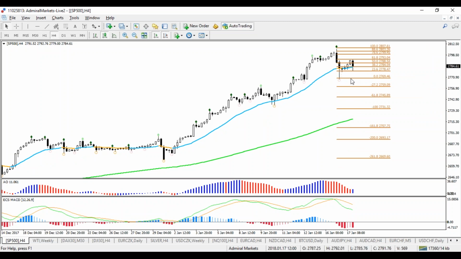Could be the same thing. If it does make a zigzag, these targets are bouncing spots. 272 target, minus 61.8 target, even minus 100 are bouncing spots. And or alternatively, if it makes a flag like this or a triangle, then it's probably setting itself up for more upside.